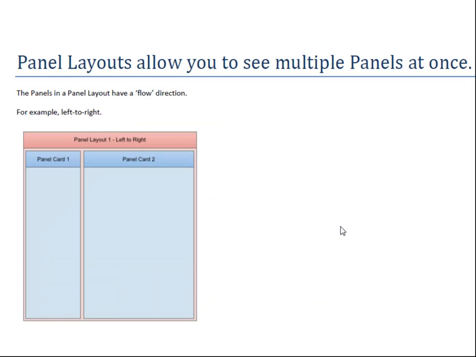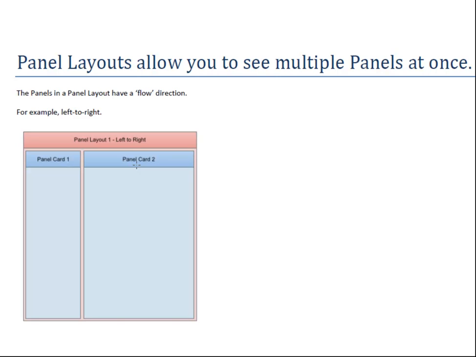So the next type of panel that we'd like to discuss is a panel layout. The panel layout allows you to actually display multiple panels at once. Whereas the panel navigator allows you to transition from one panel to another panel, the panel layout allows you to see, in this case you can see we're viewing two different panels at the same time right now.